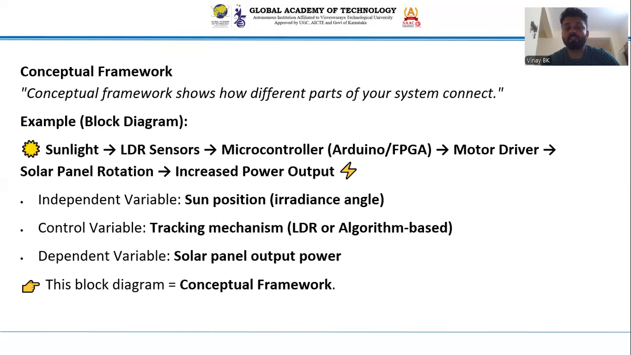Similarly, the conceptual framework shows how different parts of your system connect with the help of a block diagram. So the conceptual framework is nothing but what you write in terms of a block diagram. You can see the blocks from sunlight to LDR sensor, then you are using a microcontroller, after that a motor driver, then the solar panel is rotating, so increasing the power output. The independent variable is the sun position, the control variable is the tracking mechanism, and the dependent variable is the solar panel output power. So this block diagram is nothing but the conceptual framework.